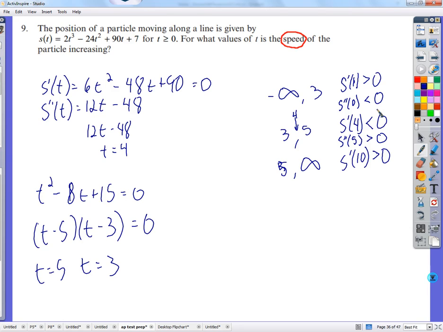But then from 4 to infinity, our acceleration is positive, which means that if we're moving backwards and our acceleration is positive, we're slowing down again. Once we stop at 5, from 5 to infinity we have a positive velocity and a positive acceleration, which means we're speeding up. So our speed is increasing from 3 to 4 and 5 to infinity.